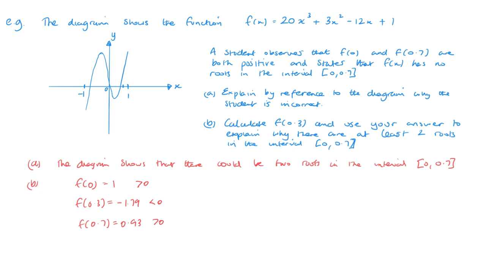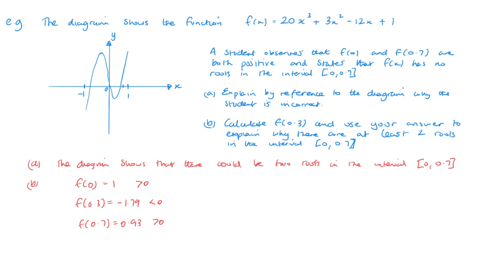Okay, so now we can go ahead and look at the sign changes. So there's a sign change between 0 and 0.3. So there's potentially at least one root there. And then there's a sign change between 0.3 and 0.7. So there is at least one root there. So that's what we can say.